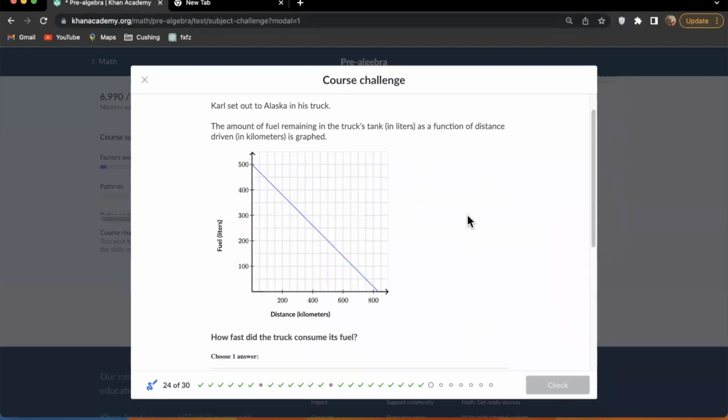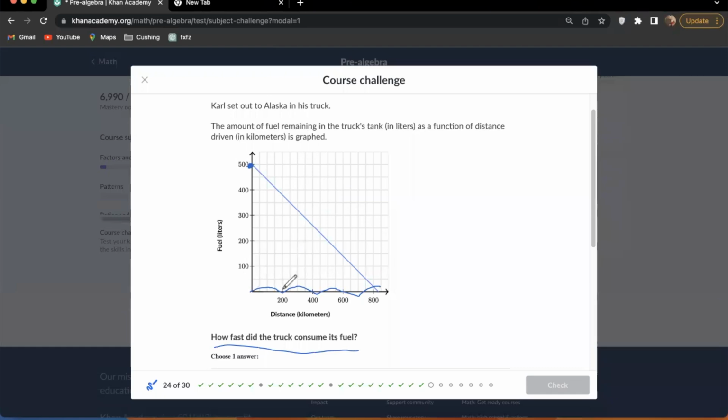We have a graph, and it says Carl set out to Alaska in his truck. The amount of fuel remaining in liters is a function of the distance. So as he's driving 200, 400, 600, 800 plus kilometers, he's losing fuel. He starts with 500 liters of fuel, and it's asking how fast did the truck consume fuel.